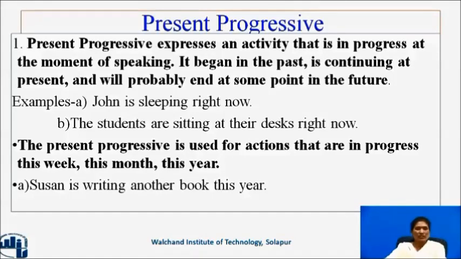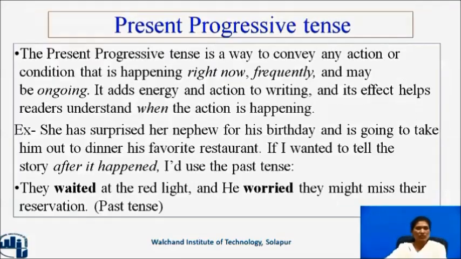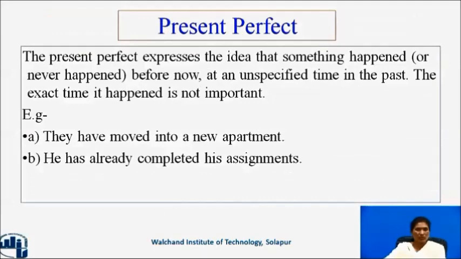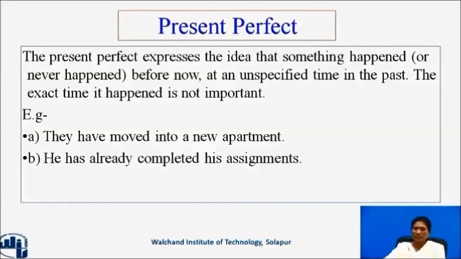The students are sitting at their desks right now. The present progressive is used for actions that are in progress this week, this month, this year. For example, Susan is writing another book this year. Present progressive tense is also used to talk about planned actions in the future, and it is also used as a way to convey any action or condition that is happening right now, frequently, and may be ongoing. Such types of actions are used in the present progressive tense. For example, they are waiting. The present progressive tense is also used for ongoing action frequently.